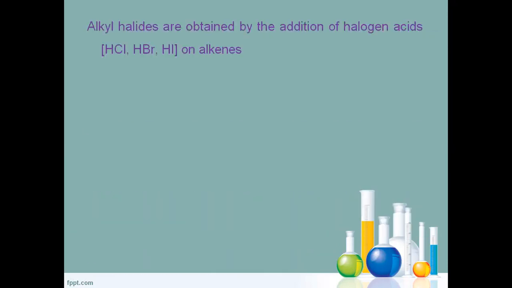Next, we see another preparation, that is from the alkenes. The alkenes undergo addition with the halogen acids like hydrochloric acid, hydrobromic acid, or hydroiodic acid. Alkyl halides are obtained by addition of halogen acids to alkenes. Alkenes are unsaturated compounds, treated with hydrochloric acid, hydrobromic acid, or hydroiodic acid. These are called halogen acids. Alkenes on addition with halogen acids form alkyl halides.